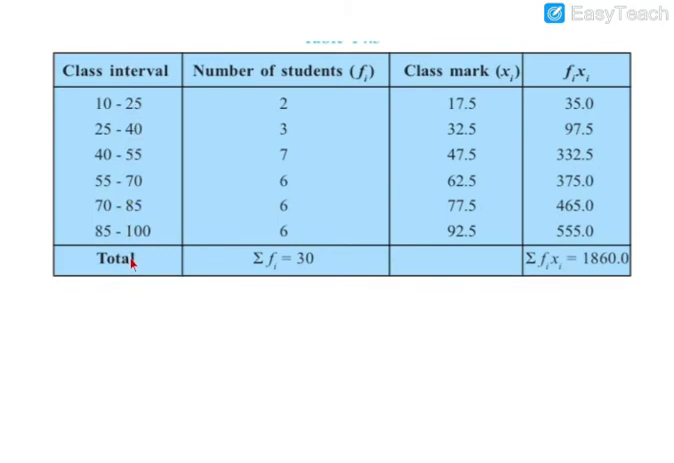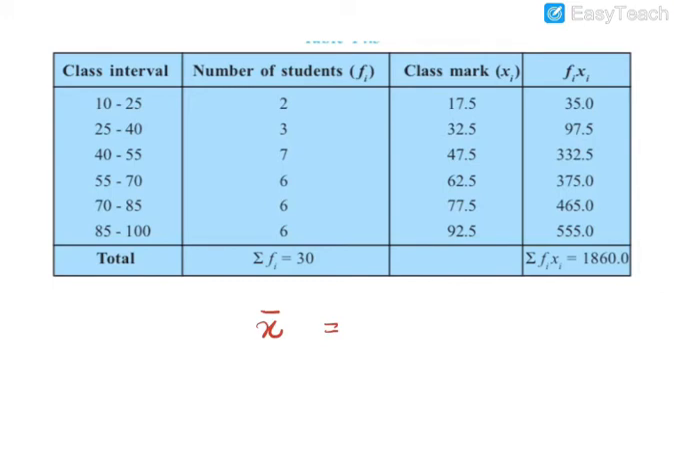Here are the class intervals. Then we have to write down the frequency for each class interval. The next column shows class marks. Now we have both these numbers, xi and fi, so we can find the product xi into fi in the fourth column. On adding these products, we will get summation fi xi.